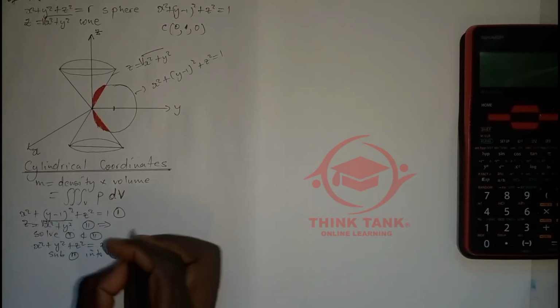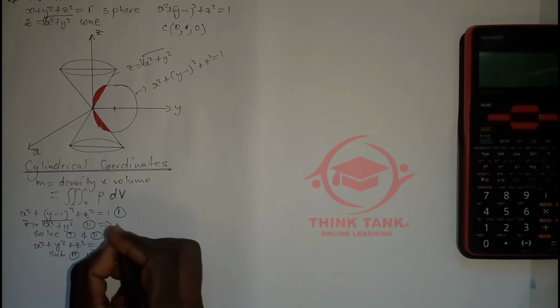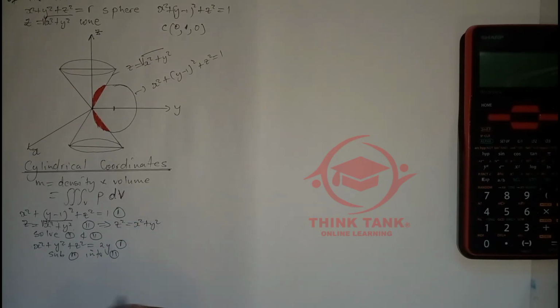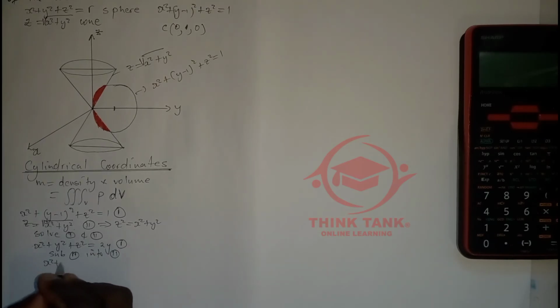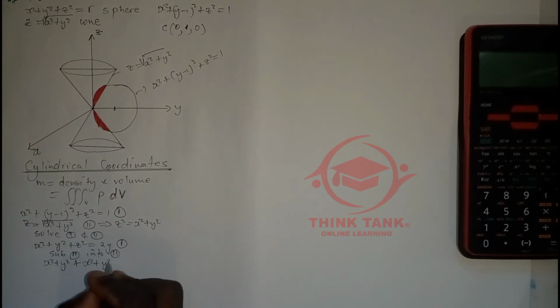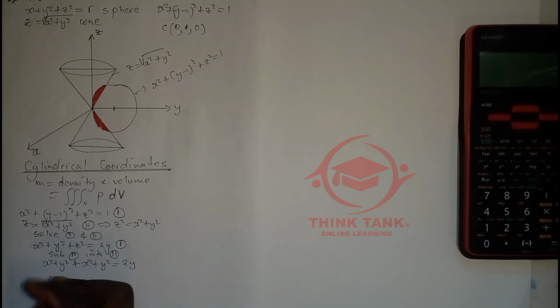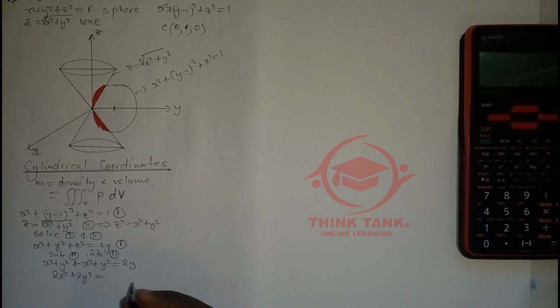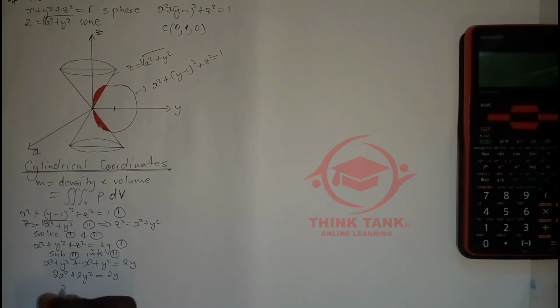Let me just write what I'm saying here. So z squared equals x squared plus y squared. Okay, so I'm going to have x squared plus y squared plus, instead of writing z squared, x squared plus y squared, and that is going to give me 2y. Now I'm going to say 2x squared plus 2y squared gives me 2y. Divide both sides by 2, I'm going to have x squared plus y squared, and I'm going to bring this y to this side.